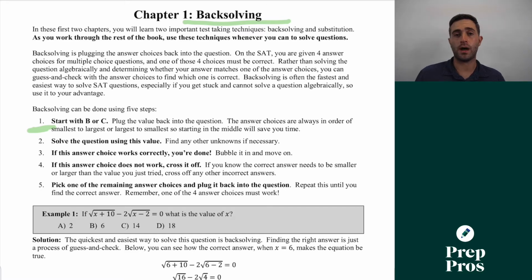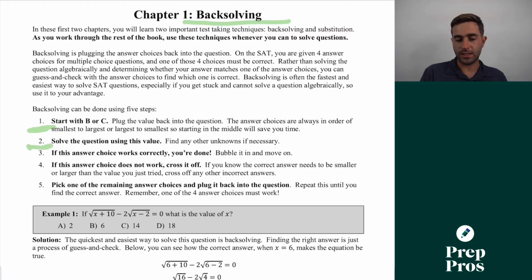we often can just go ahead and eliminate 2 answer choices right away. Rather than if we start with A or D, we may have to check every single answer choice without really having a good indication of, well, maybe I just immediately need to go higher or lower than these, and being able to eliminate some like we can with using B or C.